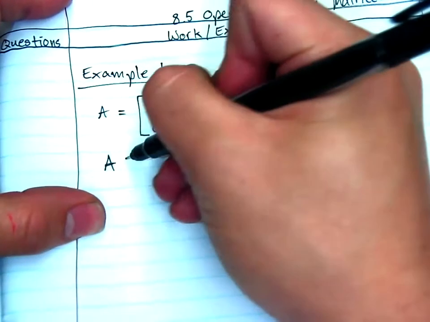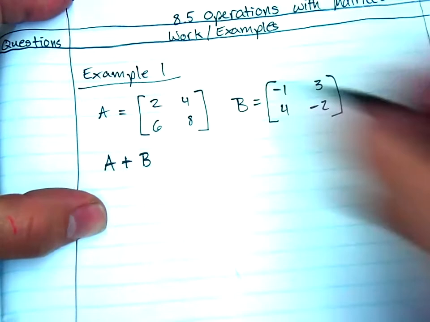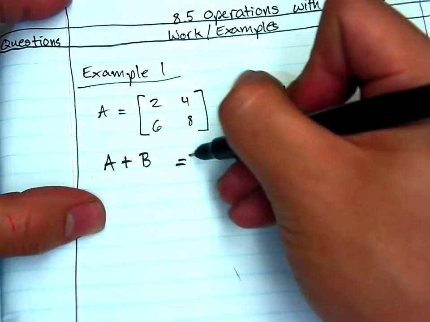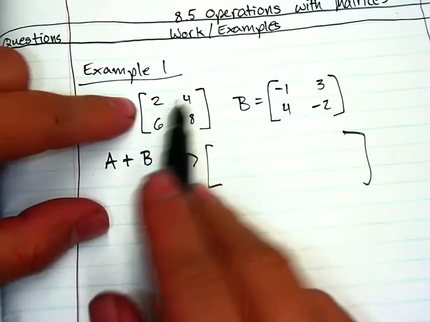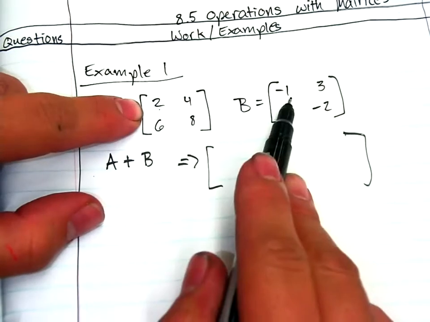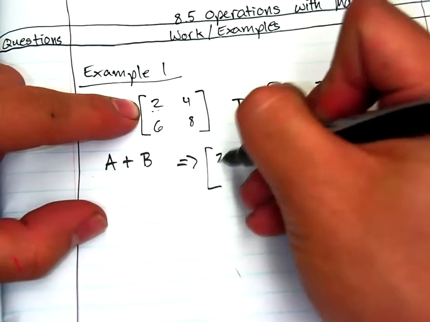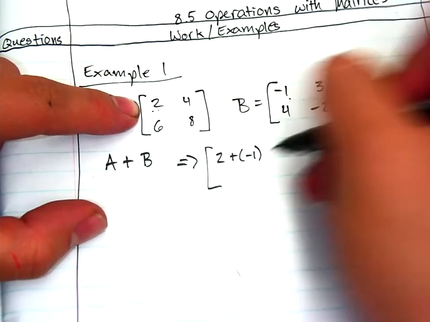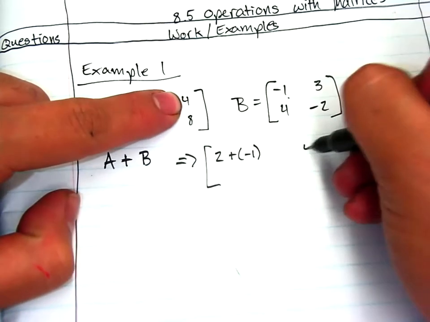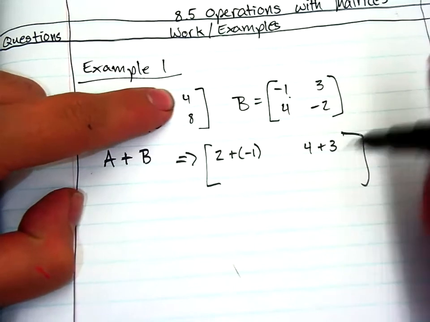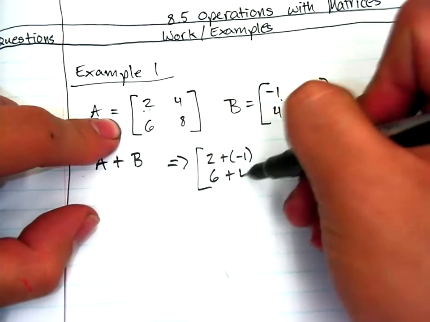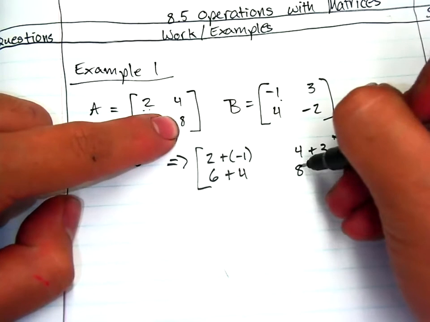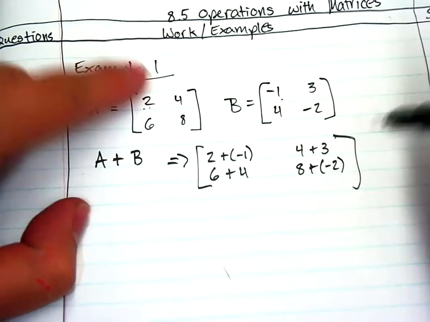Okay? And then for this example, I'm going to go ahead and add my two matrices. So if I'm looking for the sum of matrix A and matrix B, I'm basically going to be adding across. So I'm going to add this term and this term together. So I'm going to show my work. 2 plus -1. Over here, we're going to have 4 plus 3. Here, 6 plus 4. And then finally 8 plus -2.